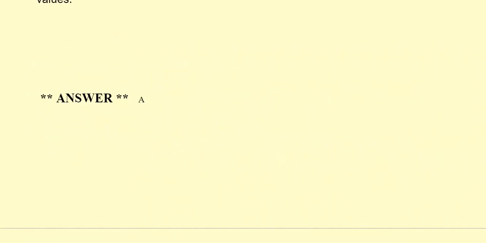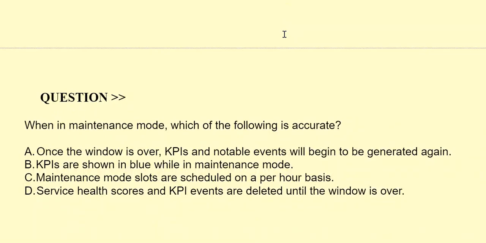The correct answer is option A. Our next question is, when in maintenance mode, which of the following is accurate? Option A, once the window is over, KPI and notable events will begin to be generated again. Option B, KPIs are shown in blue while in maintenance mode. Option C, maintenance mode slots are scheduled on a per hour basis. Option D, service health scores and KPI events are deleted until the window is over.